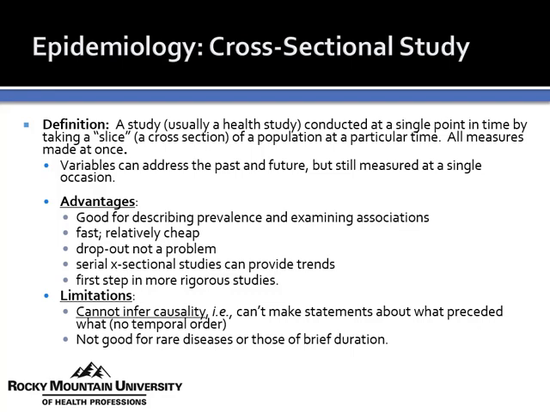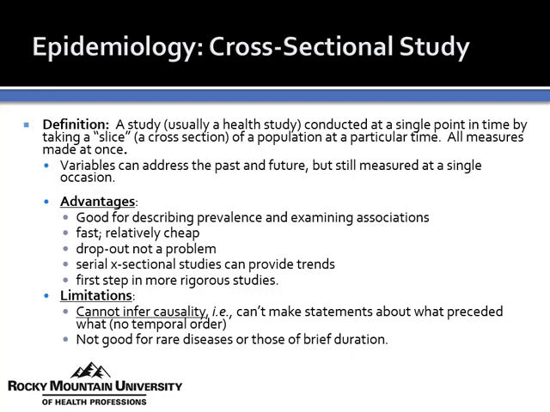Advantages. Good for describing prevalence and examining some associations. They're fast, they're relatively cheap to perform. Dropout is not a problem because you've collected all that data at one point in time. Serial cross-sectional studies can provide trends. And these are initial studies. They're the first step, often leading to more rigorous studies.